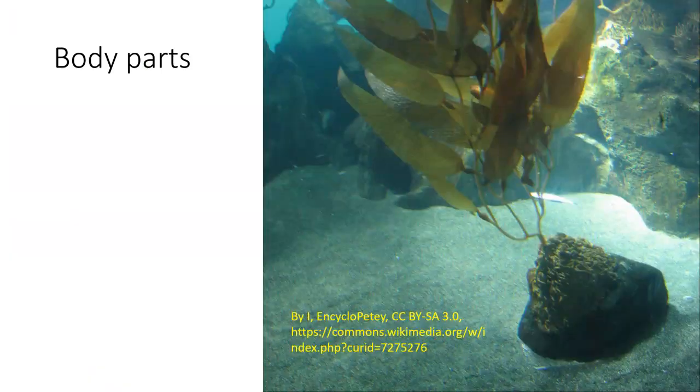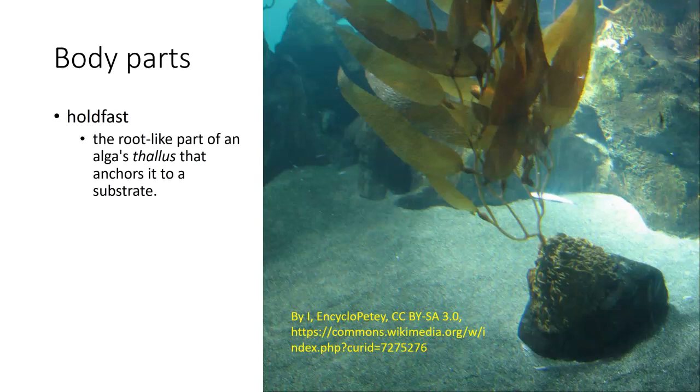When we look at the body parts of an algae, this is a picture of a kelp growing off of a rock. We've got what we call the holdfast. And the holdfast, by definition, is the root-like part of an algae's thallus that anchors it to a substrate. A thallus just is a term for body. So you're going to have a holdfast, and that's what these things are, holding onto that rock. They're holding it fast onto the rock.